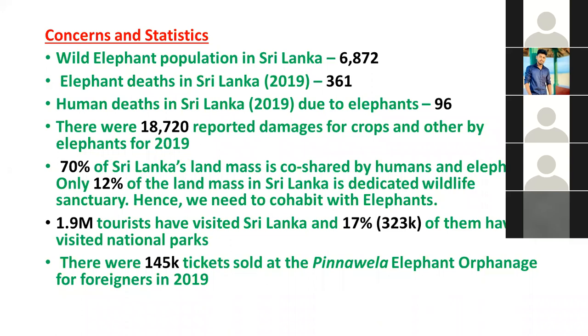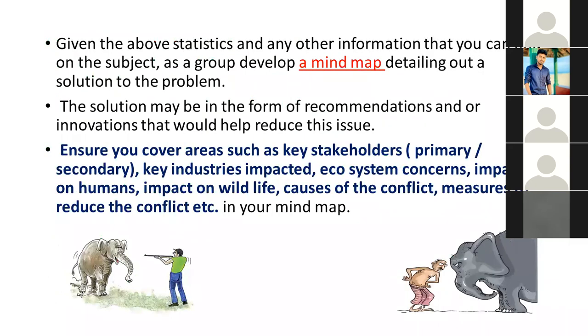And there were 18,720 reported damages for crops and other things caused by elephants. And 70% of the land mass is co-shared by humans and elephants. Only 12% of the land mass in Sri Lanka is dedicated for wildlife sanctuary. Those are the given statistics. So what you have to do in this activity is, based on these statistics and other information that you can find on this subject matter, you need to develop a mind map detailing out the solution for this problem. What is our problem here?